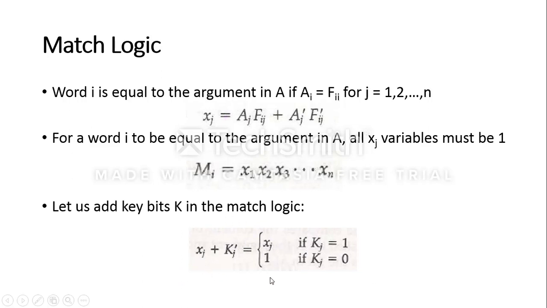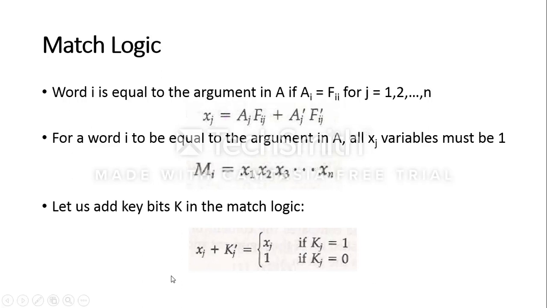So this is how we can use kj to ignore the don't care bits and consider the required bits in the argument register. Basically, this is how we can implement the mask operation.